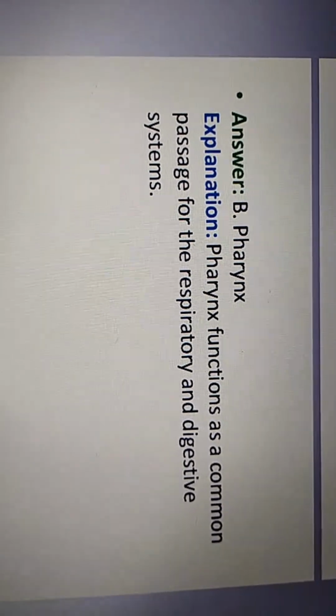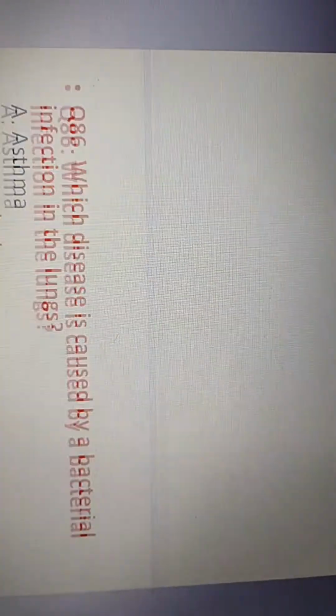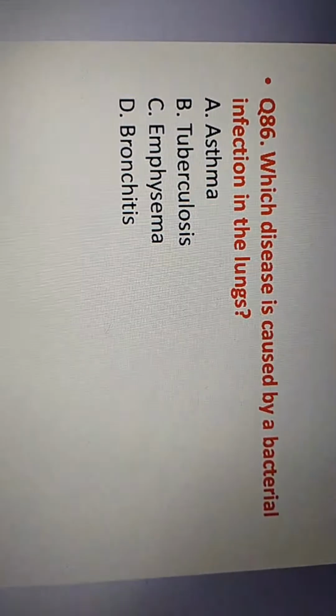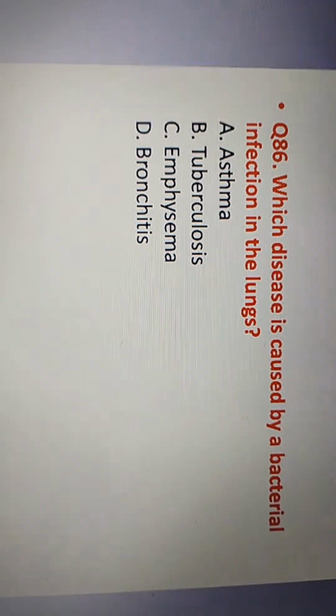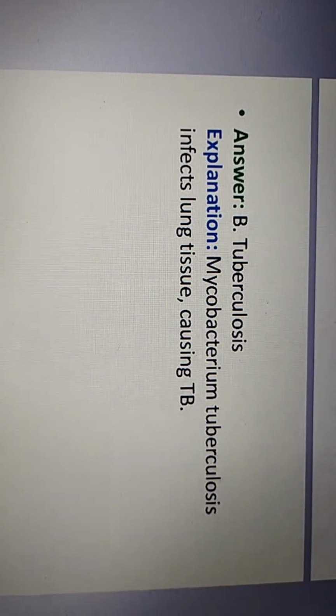Pharynx functions as a common passage for respiratory and digestive system. Which disease is caused by bacterial infection in lungs? Option A asthma, option B tuberculosis, option C emphysema, option D bronchitis. The correct answer is option B tuberculosis. Mycobacterium tuberculosis infects lung tissue and causes TB.